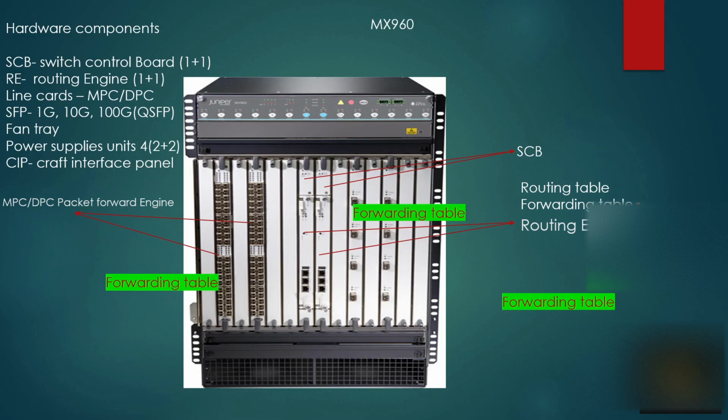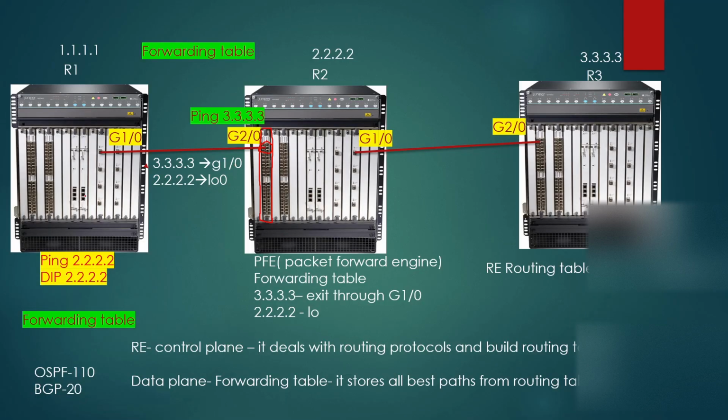This forwarding table is located in the routing engine. So what is the routing engine doing? One copy of the forwarding table it is sending to all line cards' PFE, the packet forward engine. So now you have it.